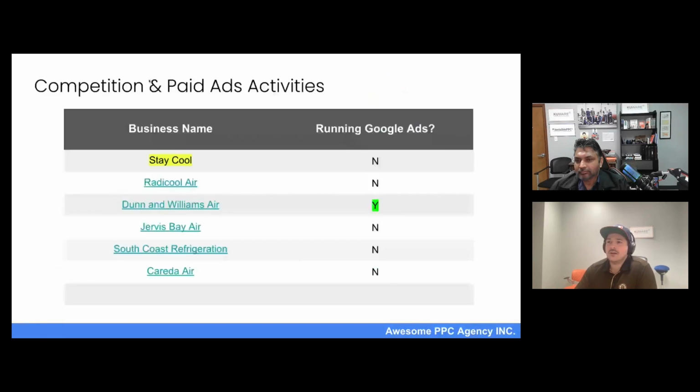Then we do competitive and paid ad activities. So here are the business names. Are they running Google ads? As it stands right now, only one of the identified competitors is running Google ads. That doesn't mean that only one AC company is running Google ads. There's plenty of them doing it, but it's showing from their identified competition, the people closest to them, there's a significant opportunity with Dunn and Williams being the only one saying yes.